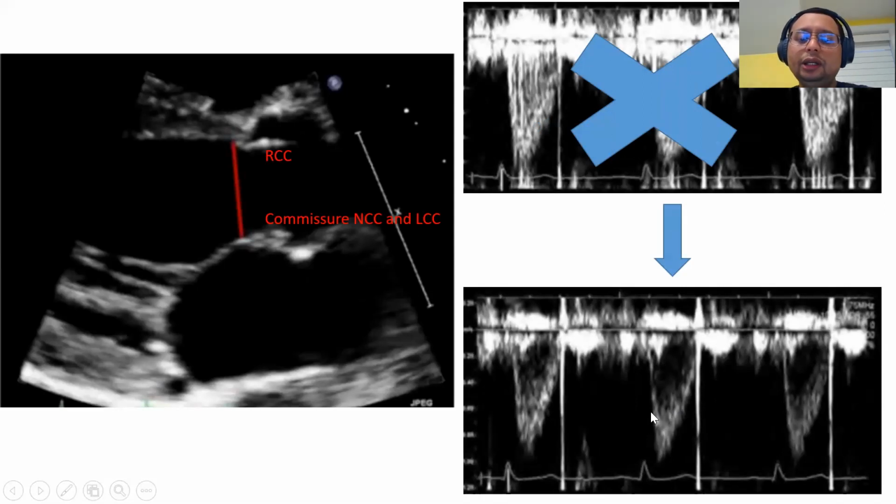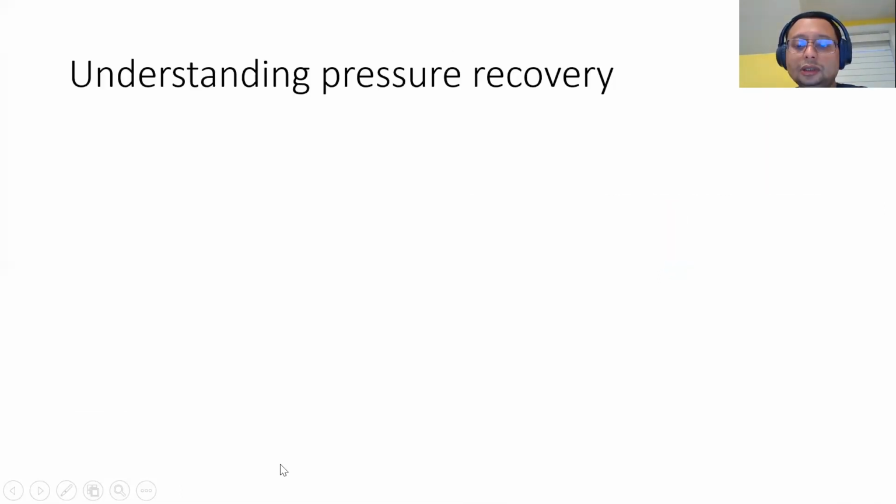Another tip that I wanted to tell you is try to ensure that you can see a closing click here. Okay, closing click, this line. So when you see this line, most probably you are in the correct space when you're measuring LVOT VTI. Okay, so that's how you measure it. So I hope you understand that.